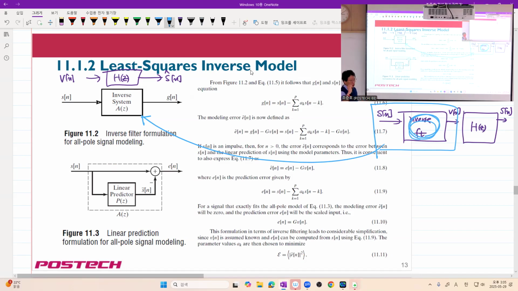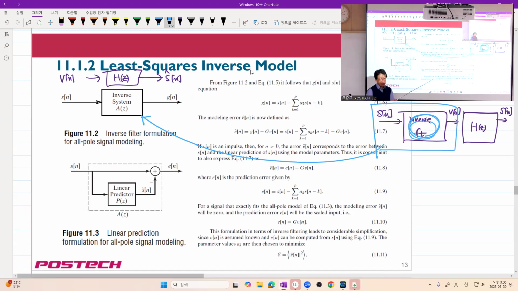And given the all-pole assumption, people developed this idea. Hey, okay, suppose that past samples of a signal can predict the future value. And it's very natural, right? Of course, there would be some error. Then this error signal is to be minimized to find the coefficients of the system.